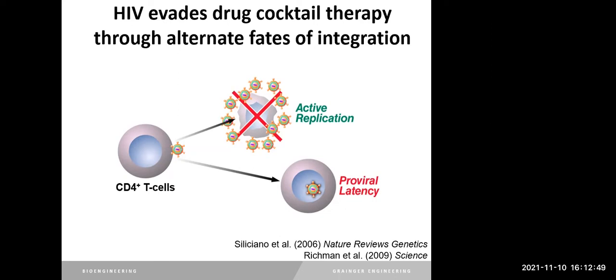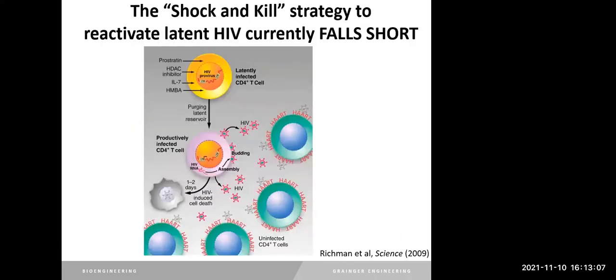You could remove the highly active antiretroviral therapy, which has a lot of side effects. It's got cardiovascular diseases and neurological diseases that are associated with it, early onset of aging. Not everybody has access to HAART. So there's a lot of problems with antiretrovirals at the moment. So shock and kill, the first strategy to reactivate latent HIV, currently falls short.